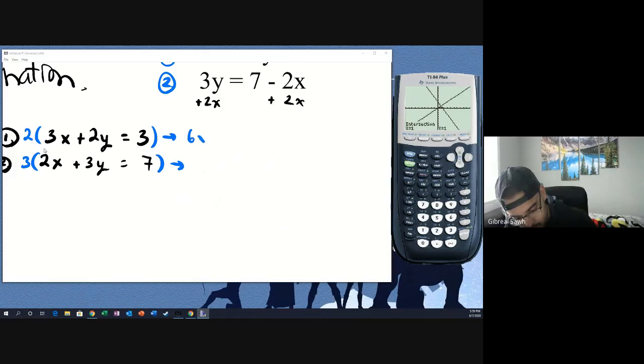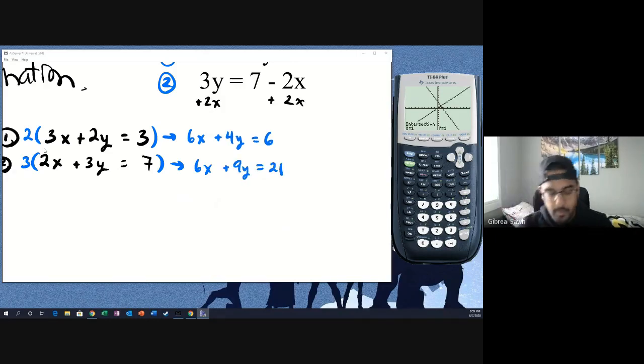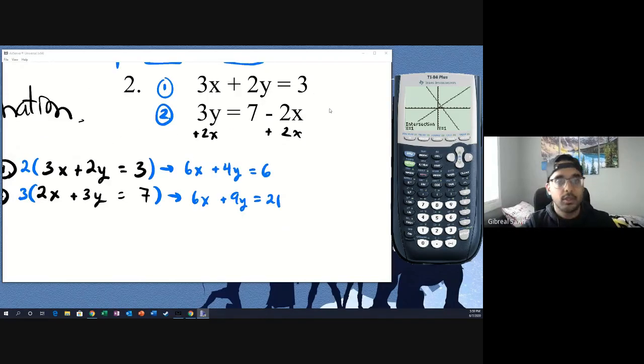So we're going to get 6x plus 4y is equal to 6. Now underneath, we're going to get 6x again plus 9y is equal to 21. Let's just double check before we keep going to make sure that everything's good. So we added 2x over, we got 2x and 3y, that was 7, we're good there. x, y, 3; x, y, 3; 3 and 2. Okay, so everything looks good.